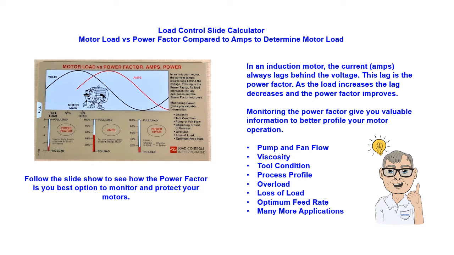The conventional way to monitor a motor is to use a current transformer to measure the amperage draw on the motor. Power is measured in horsepower and is calculated by multiplying the voltage and amperage draw. At less than 100% load on the motor, the voltage and amperage draw are out of phase.